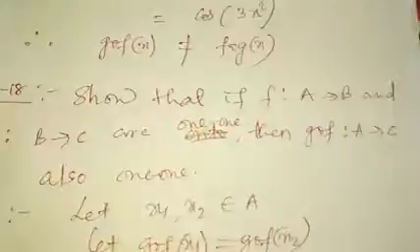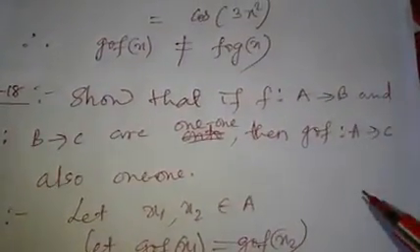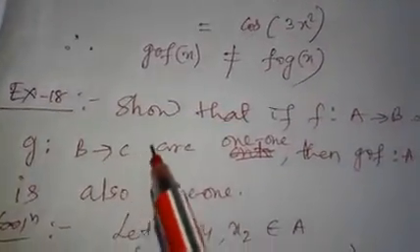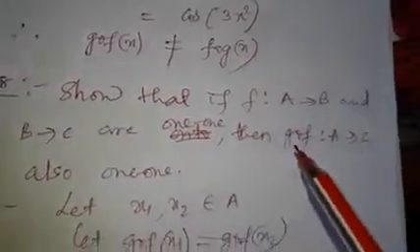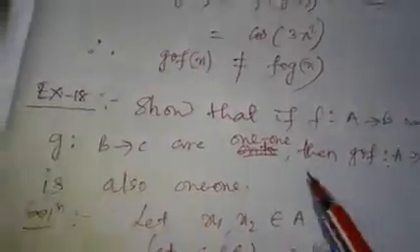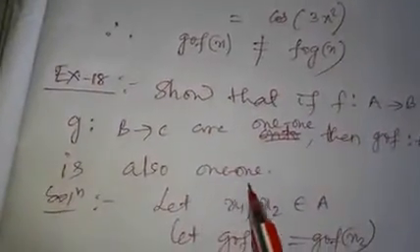Another example that is given: if f from a to b and g from b to c are one-one, then g o f from a to c is also one-one.